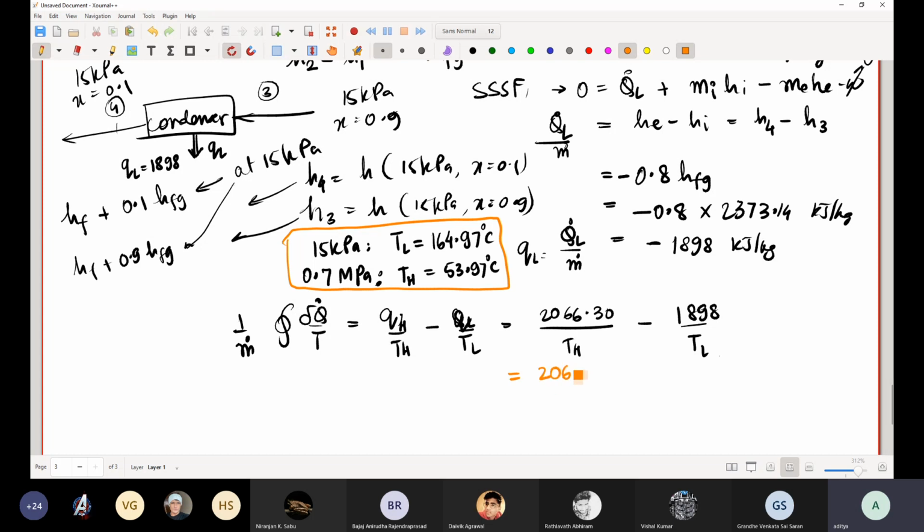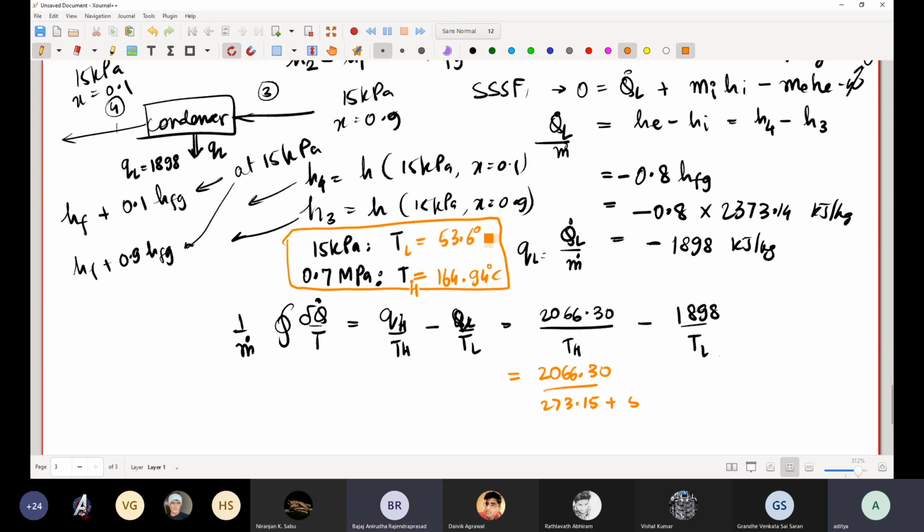So I will write this as 2066.30 over 273.15 plus 50. Oh, sorry. This is TH and this is TL. I've just swapped them by mistake. So at 0.7 megapascal, it is 164.9 degrees Celsius. So this is gonna be TH, 164.94 degrees Celsius, and this is TL equal to 53 point.